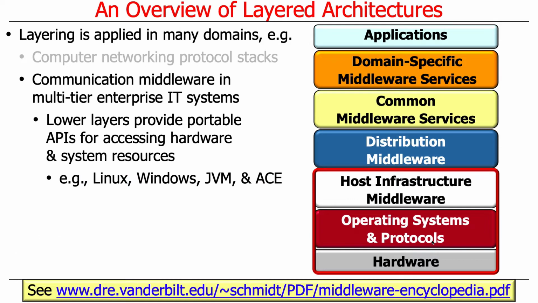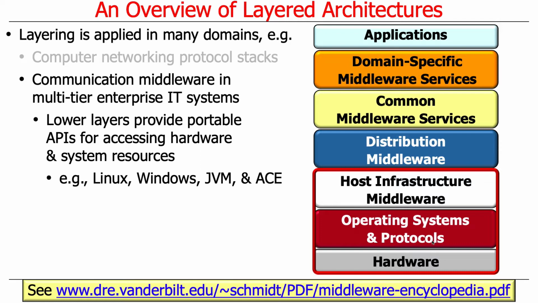And so some examples would be things like host infrastructure middleware, which essentially provides an encapsulation of the hardware and operating system APIs so that programs don't have to be dependent on the operating system interfaces, but instead can write in a more portable way. So obviously, Linux and Windows are examples of operating system APIs. And host infrastructure middleware would include things like the Java virtual machine, which, among other things, encapsulates the underlying operating system, so you can try to get this write once, run anywhere style of portability.